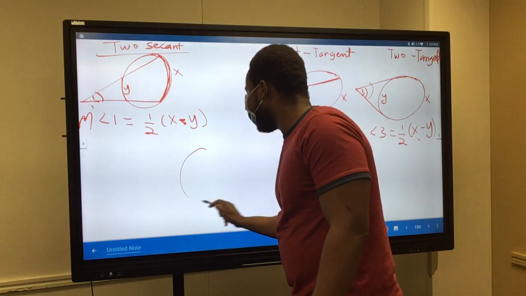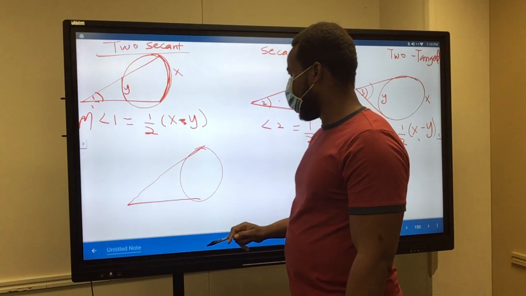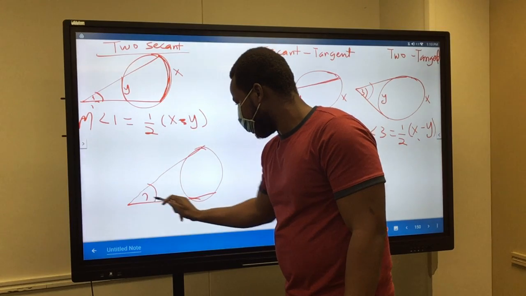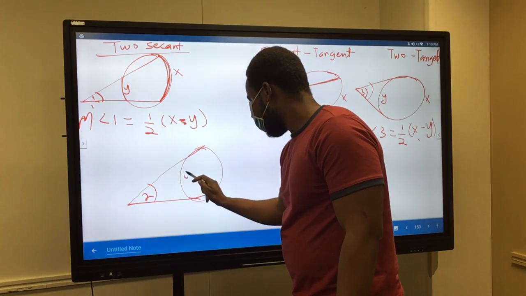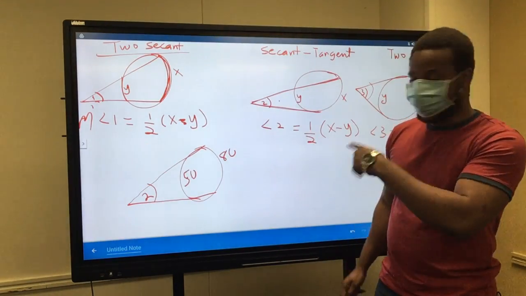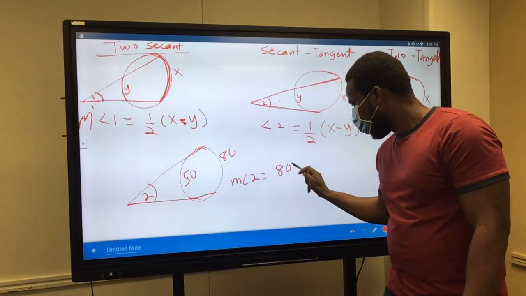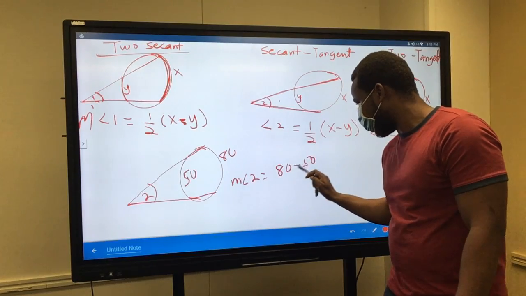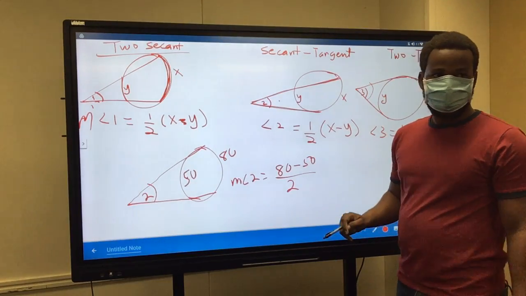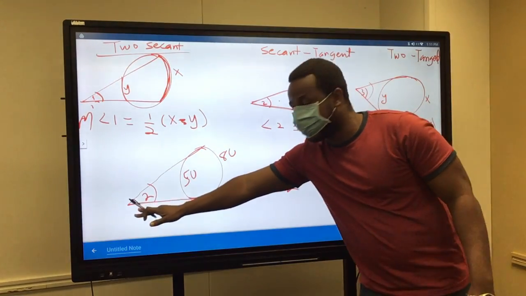So, for example, look at this. Immediately I see something like this, I know the angle here is outside, right? So let's say this is 2, and then they give me here 50, and this is 80, and they want me to find the angle there. Then the measure of the angle at 2 will be equal to 80 minus 50, which is 30, divided by 2. So it's 15. When the angle is outside, subtract.